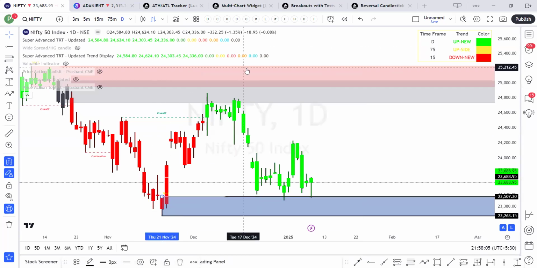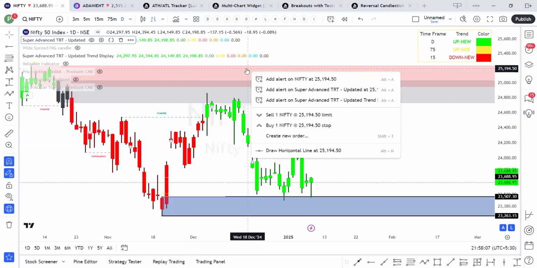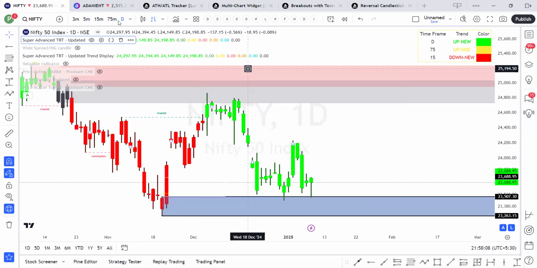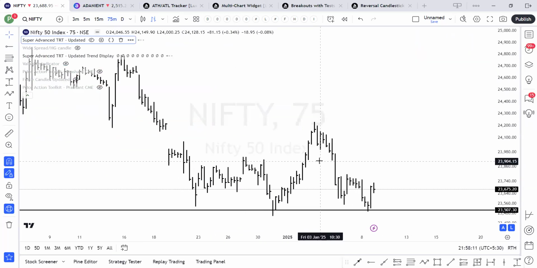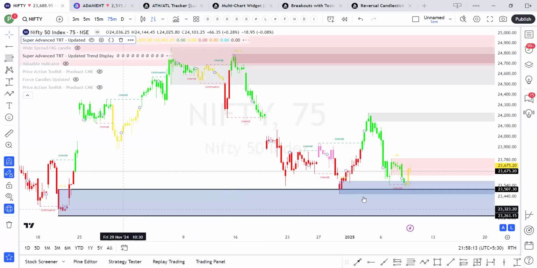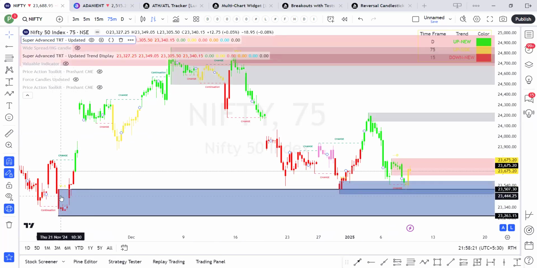So if from here, I go to 75-minute chart, this line, because I have removed all other lines, this line which I have marked manually, it corresponds to daily buying area. And 75-minute buying area is also in same area. Yeah. Okay.